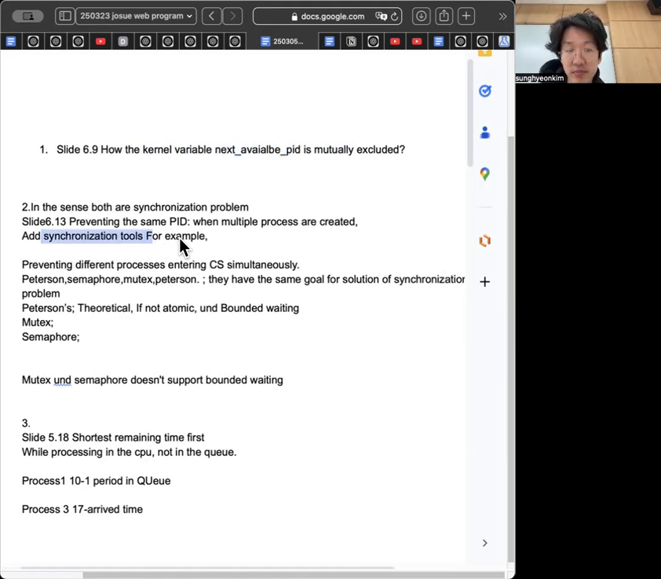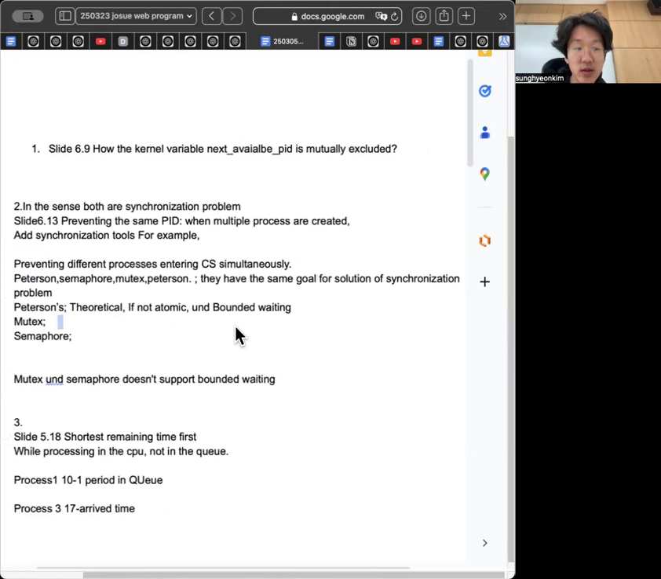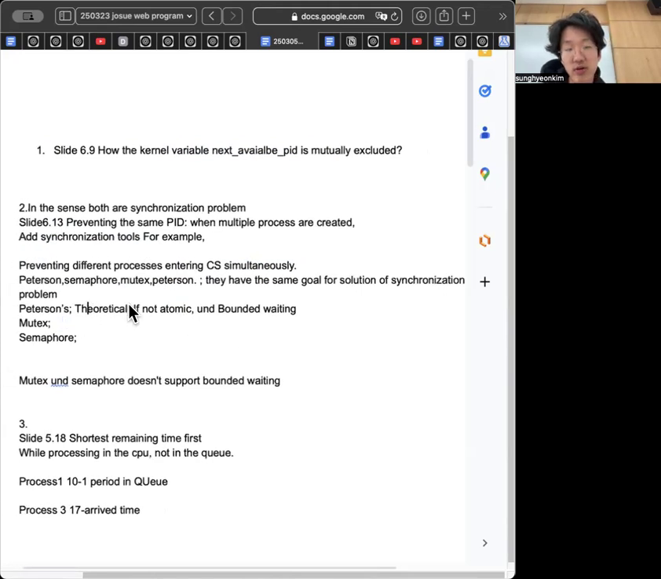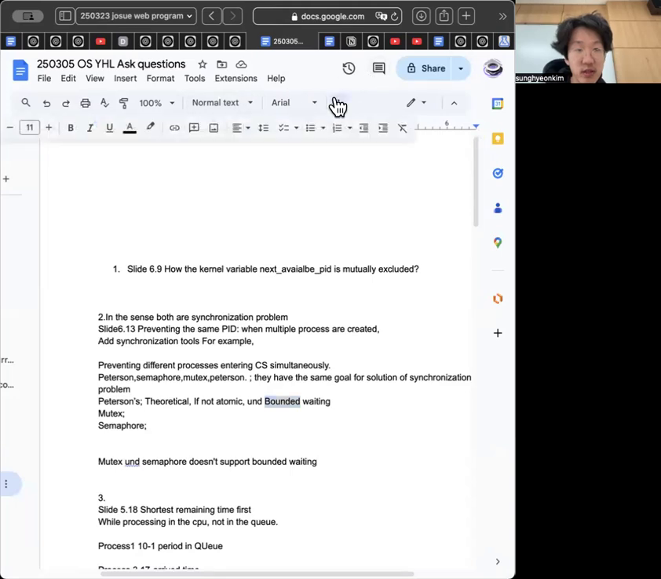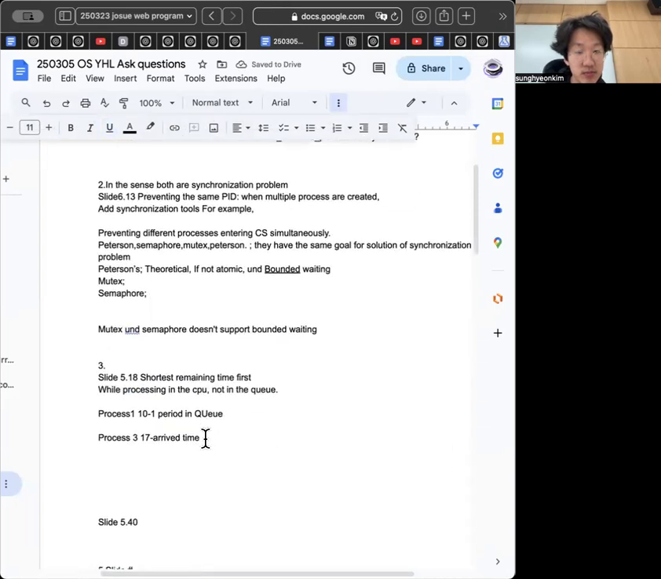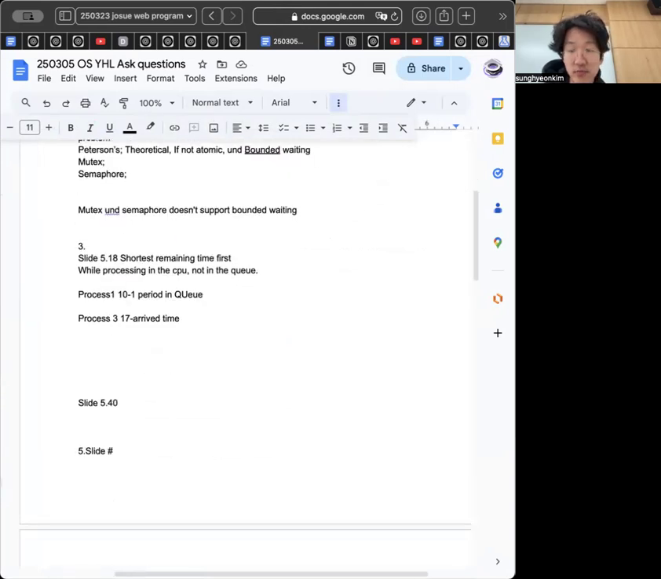For preventing different processes from entering the critical section simultaneously, there are solutions such as Peterson's, semaphore, mutex, and so on. Peterson's is more theoretical. If it's not atomic, it's not working, and it has the condition of bounded waiting. Mutex and semaphore don't have such conditions. Mutex and semaphore don't support bounded waiting.